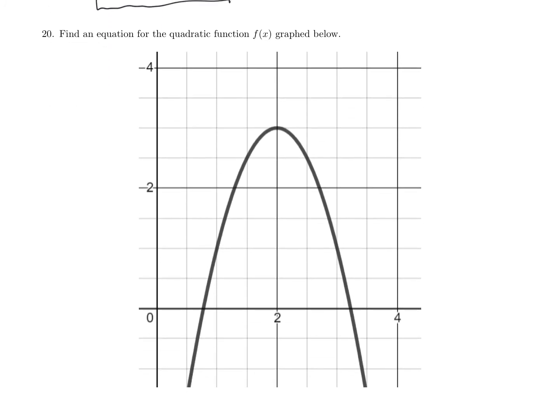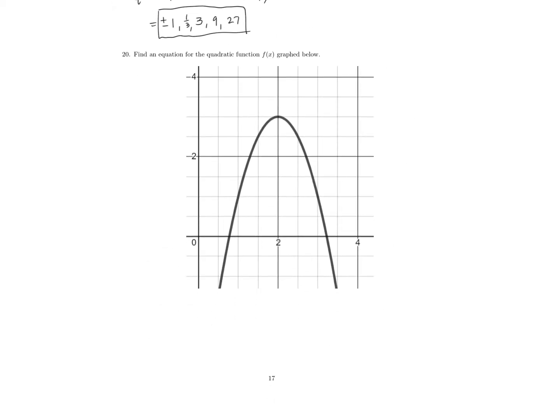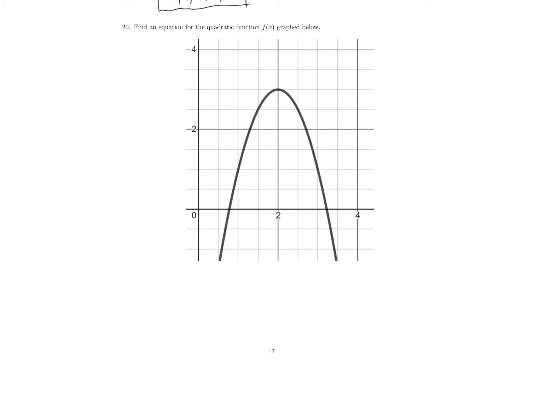Find an equation for the quadratic function graphed below. All right, so for this one, you have to notice that, first of all, it's a quadratic, and it even tells you that. So you know that the general form, let me make this a little bit smaller here. Okay. So the general form for a quadratic is f of x is equal to a times x minus h squared plus k.